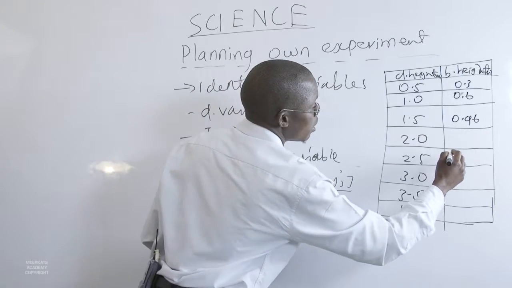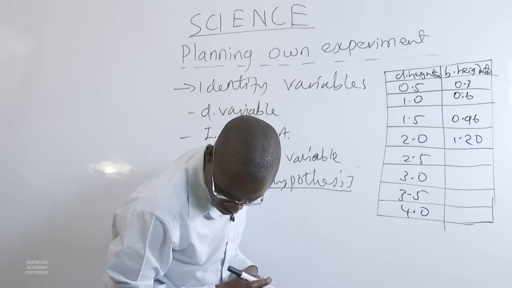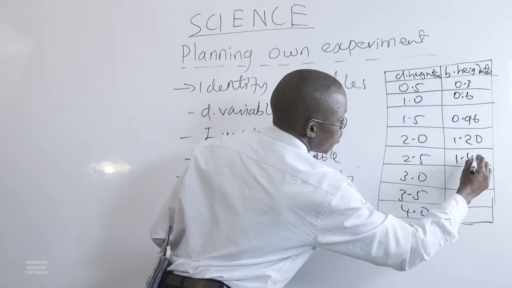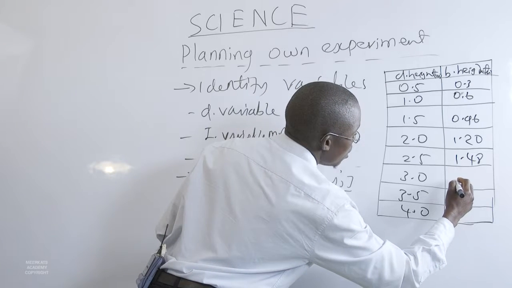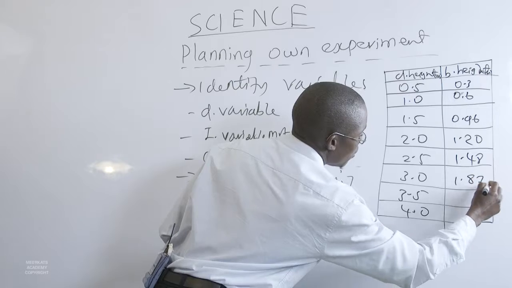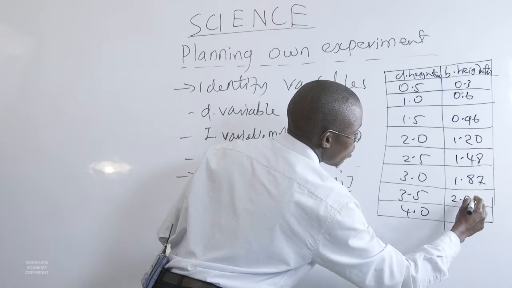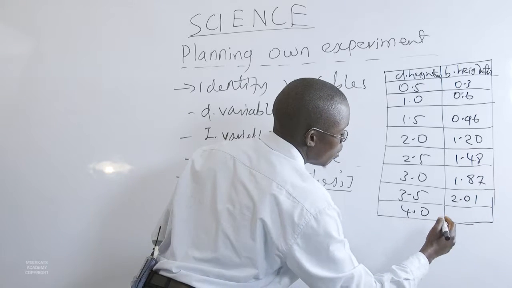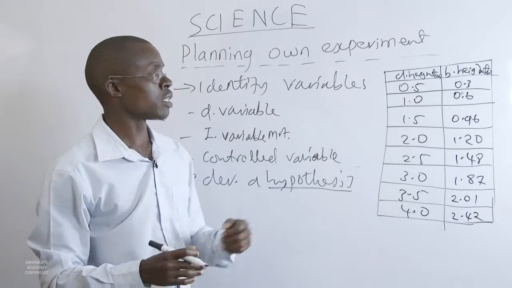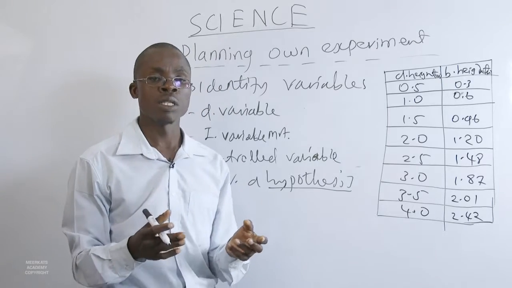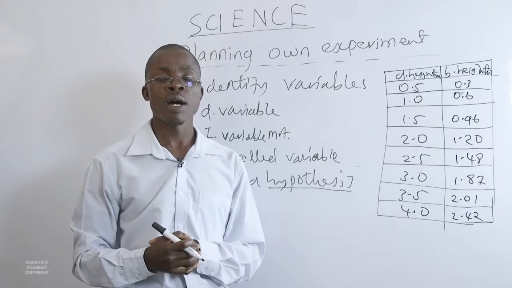For 2, that is 1.20. Then 2.5, 1.48. For 3, we can have maybe 1.87. For 3.5, maybe we can have 2.01. For 4, we can have 2.42. These are just rough figures. You can pick any figure, but the best way to get them is obviously through an experiment.